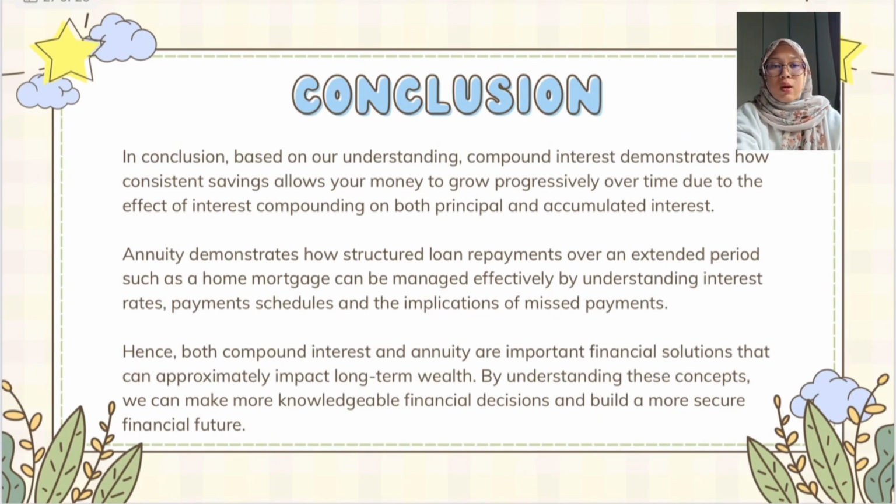In conclusion, based on our understanding, compound interest demonstrates how consistent saving allows your money to grow progressively over time due to the effect of interest compounding on both principal and accumulated interest. Annuity demonstrates how structured loan repayments over an extended period, such as a home mortgage, can be managed effectively by understanding interest rates, payment schedule, and the implication of missed payments. Hence, both compound interest and annuity are important financial solutions that can impact long-term wealth. By understanding these concepts, we can make more knowledgeable financial decisions and build a more secure financial future.